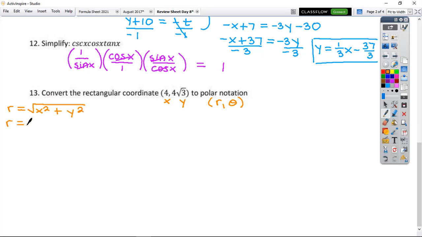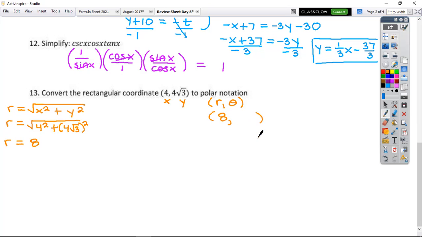So r is equal to square root, and I'm going to go 4 squared plus 4 radical 3 squared. You can absolutely try this and see if it works out nice first. So calculator, I think this does. So you have 4 radical 3 squared. Just make sure you're using parentheses to square these. You guys get 8. So r is equal to just plain 8. There's your first answer. I have 8 comma something.